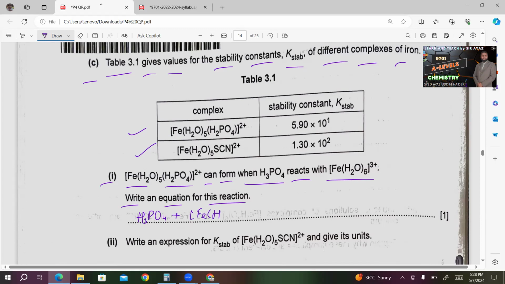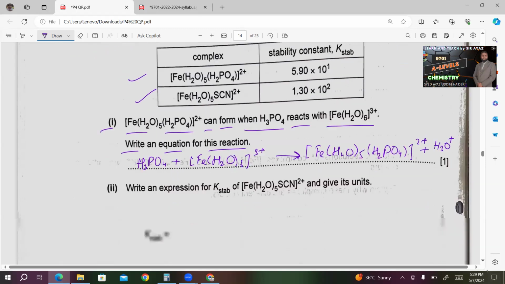[Fe(H2O)6]3+, and the product is [Fe(H2O)5H2PO4]2+. Now there must be a loss of water molecule as well as H+ ion from the H3PO4. So I will write H3O+. This must be the other product.